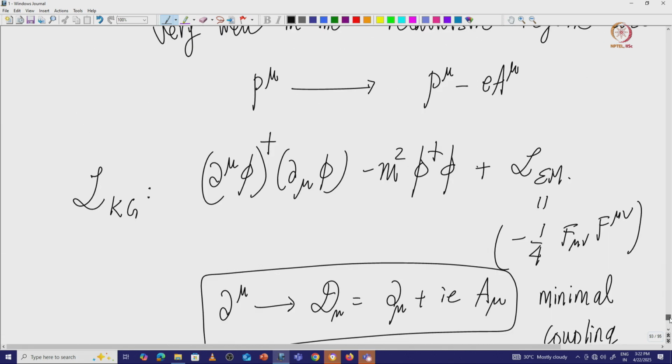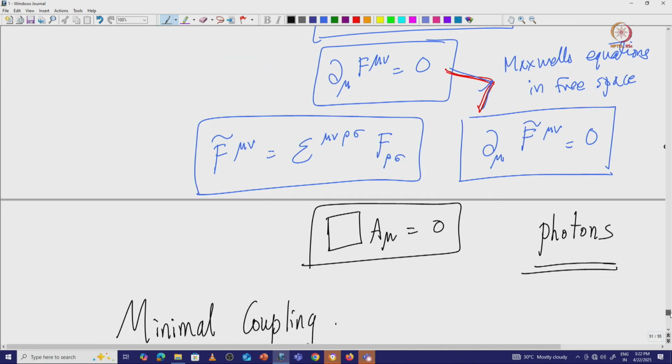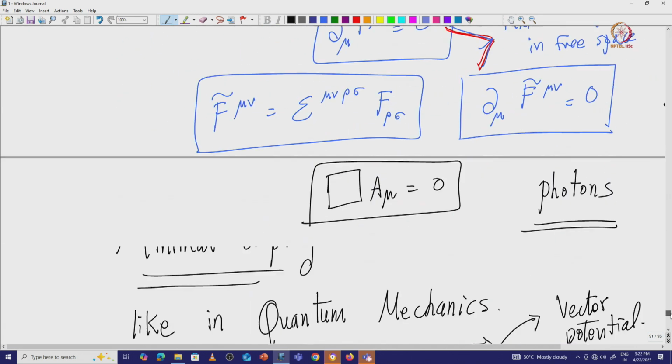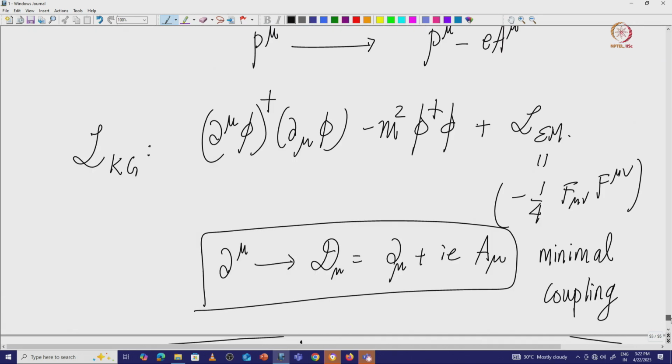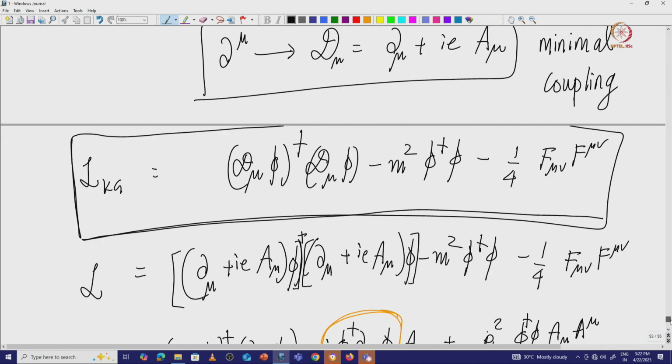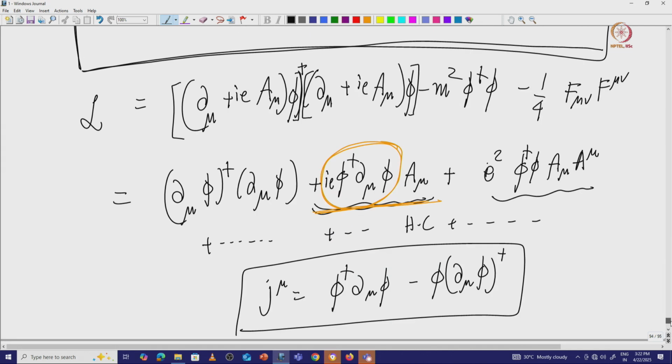Before going further, just give me 1 or 2 tidbits about this Lagrangian, because we will keep using it again and again. This is the Klein-Gordon Lagrangian in the relativistic sense, with an electromagnetic field, but you see there are these two interaction terms or current terms. One is phi dagger phi, A mu.